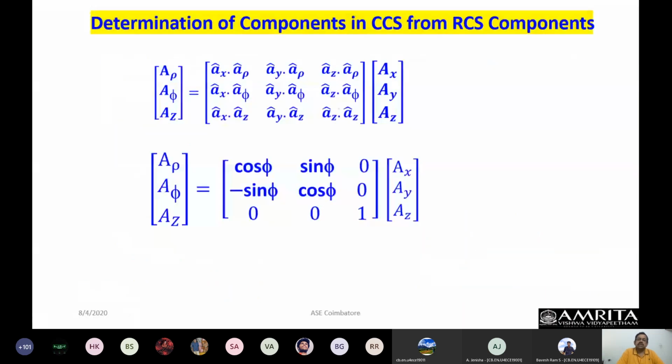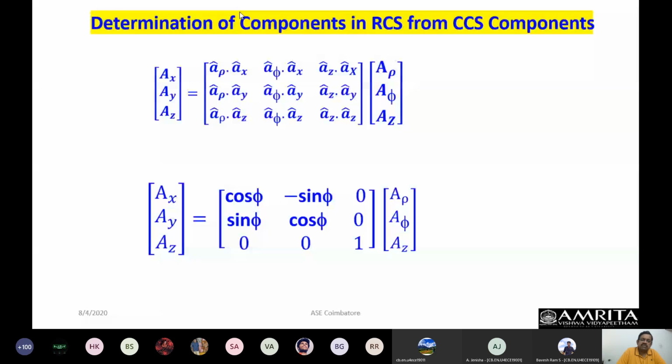Because of this relationship, here I have clearly stated this. So this is how it should be written. Previously it was written with A rho here, A phi here, A z here, and it was all taken with respect to the AX component because we know that way. Now we need to do it in a different formulation. So this is how it must be done. We have to be careful how we do it.